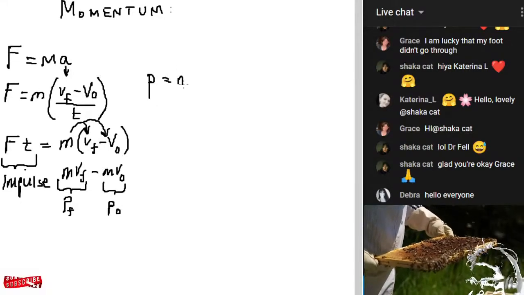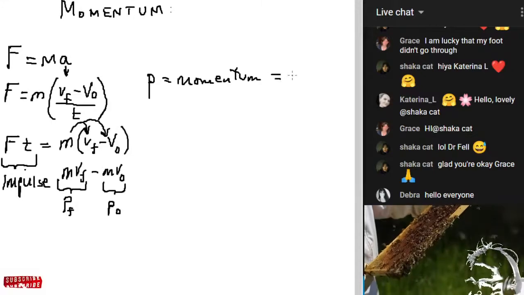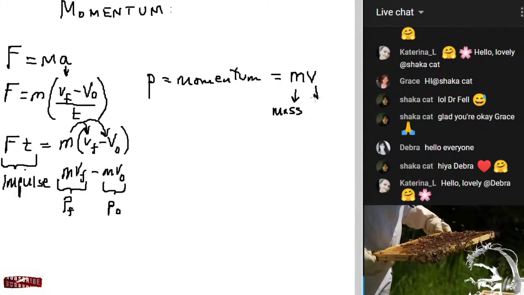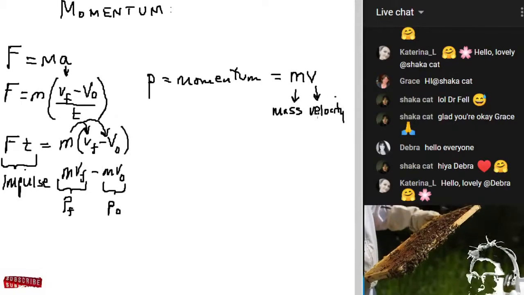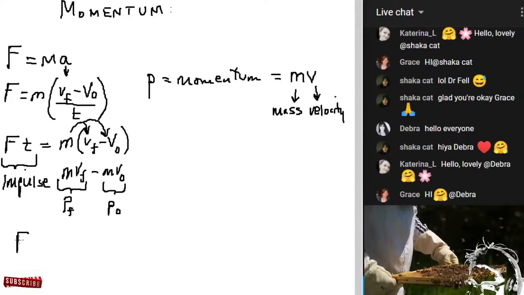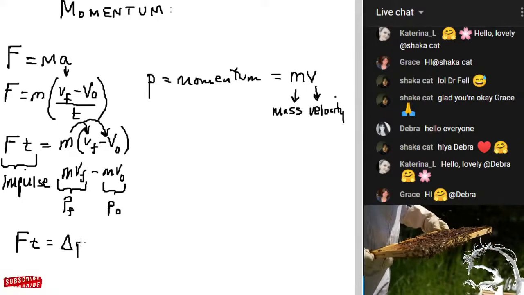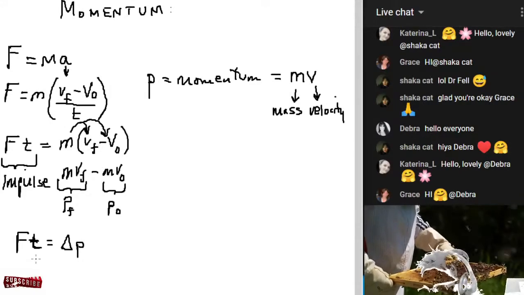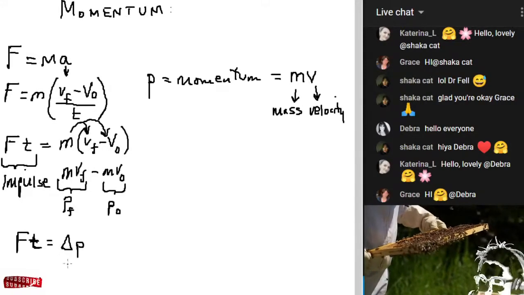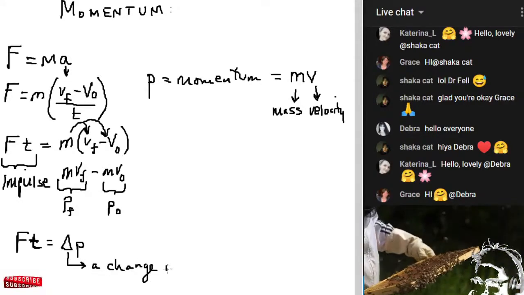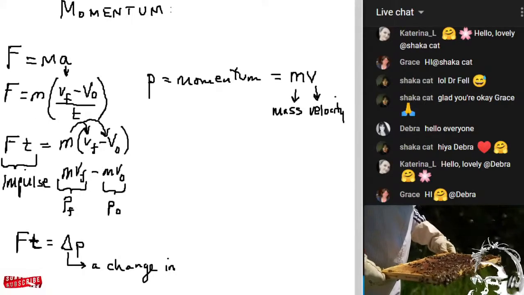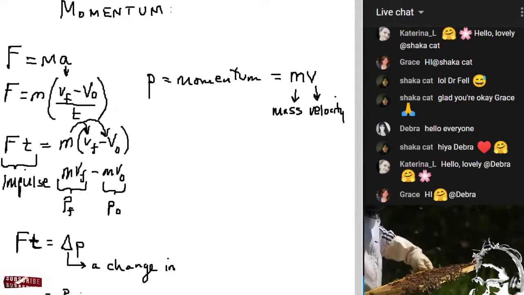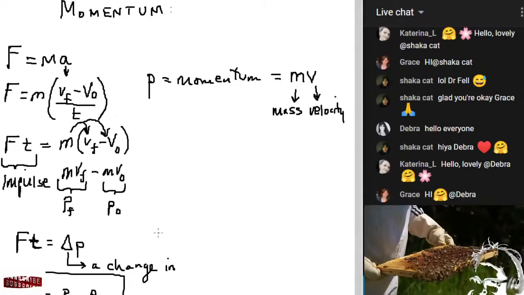So p is momentum. And you also can see that it has the units mass times velocity. So impulse is equal to the change in momentum. So F times t equals delta p. The delta, remember, means a change in. So it's F delta t equals Pf minus Po. This is called the impulse momentum equation.